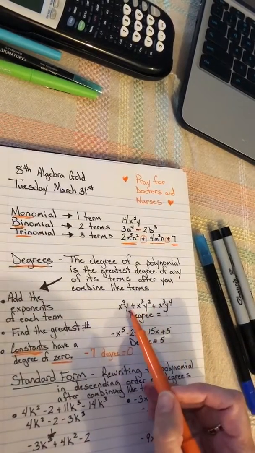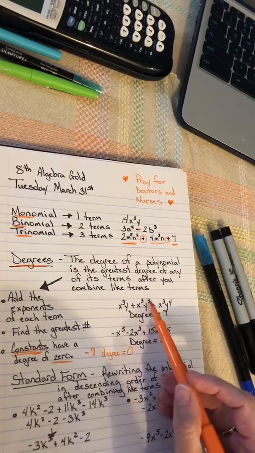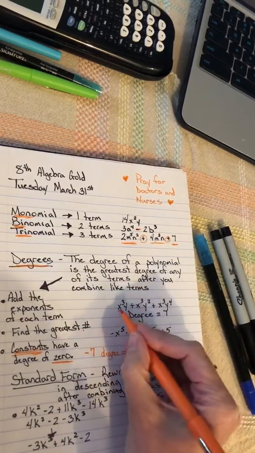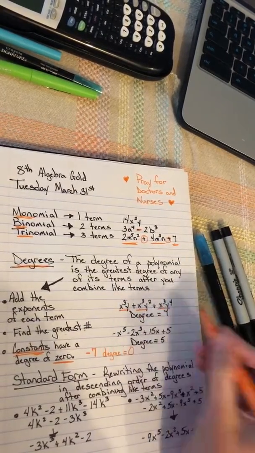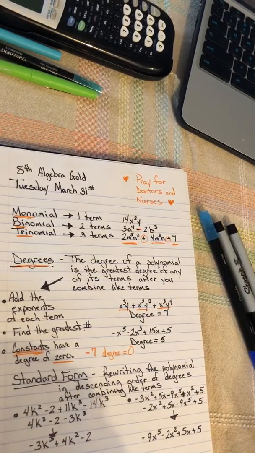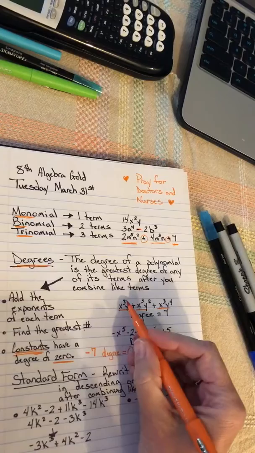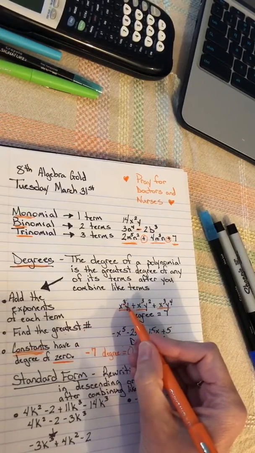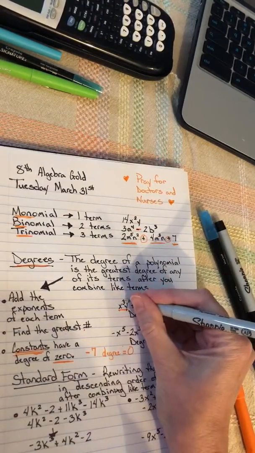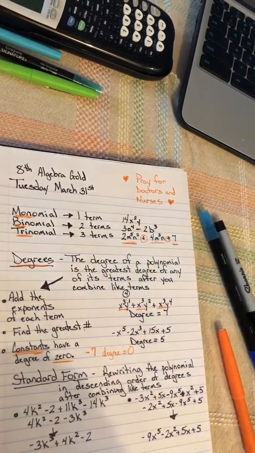So if we look at these two examples, x to the 3rd y plus x to the 3rd y to the 2nd plus x to the 3rd y to the 4th. First of all, we would say it's a trinomial because it has three terms. It would have a degree of 7. The way I got 7 is if you look at our first term, the exponent is 3, and on the y, the hidden exponent would be a 1. So on our first term, the degree is 4.